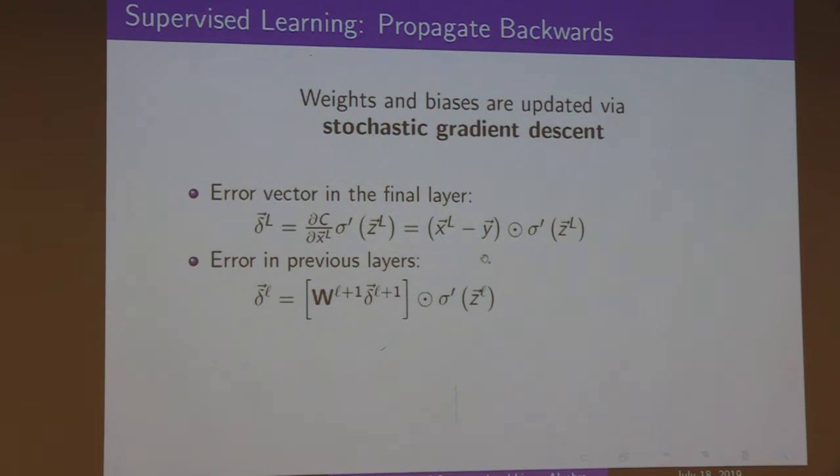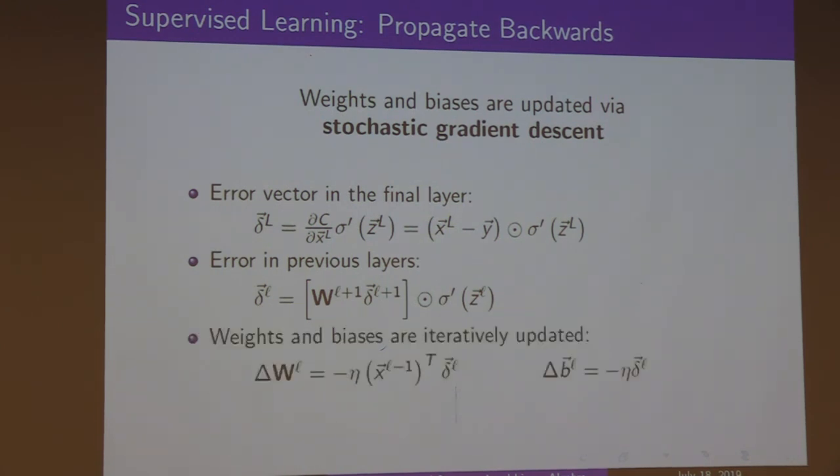Then once you find the error vector in your final layer, you use that error to determine the error in the next to last layer. And then you use that to determine the error in the layer before that. So that's why it's called back propagation. You're propagating the error back to the beginning. By doing that, you update the weights and biases for all of the layers this way. It's iteratively updated. You calculate the error delta, and this tells you how to update things.